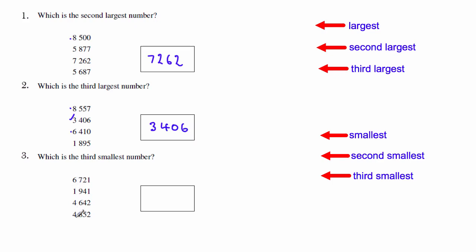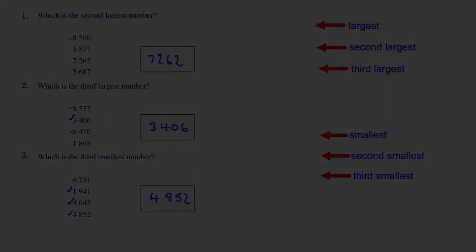And question number 3, we need the third smallest number. Well, looking down the column here, we can see which is the smallest. Here we can see this is going to be the second and the third smallest, but we need to go to the hundreds column. There we go, an 8 and a 6. That must be our second smallest, and therefore this must be our third smallest number. 4,852. And there are our solutions.